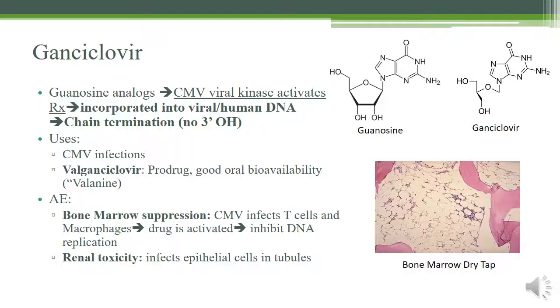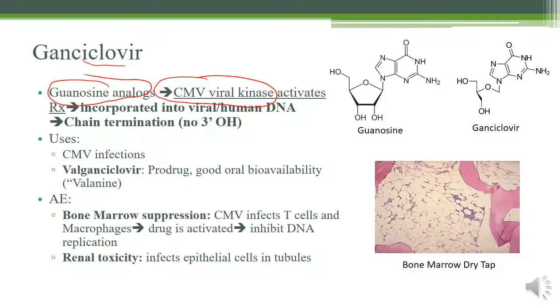Let's talk about Ganciclovir. It's very similar to the cyclovir family, and it also ends in cyclovir because it is also a guanosine analog, and it works in almost an identical way. The only difference being that instead of being activated by a thymidine kinase, it is activated by CMV viral kinase. What that means is that it can be used to attack cytomegalovirus, which is the herpes virus number 5, HHV5.